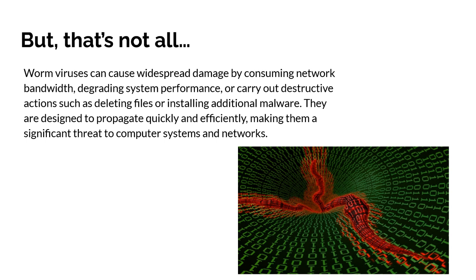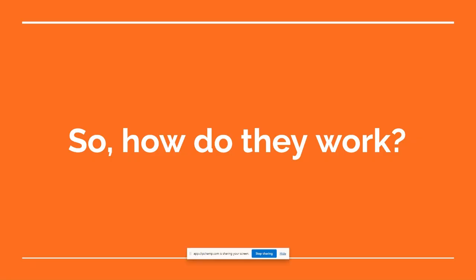These worms can cause widespread damage by consuming network bandwidth, like in a DDoS attack, or carry out destructive actions such as deleting files or installing additional malware. They propagate quickly and efficiently, making them a significant threat. So how do they work? Well, let me show you.